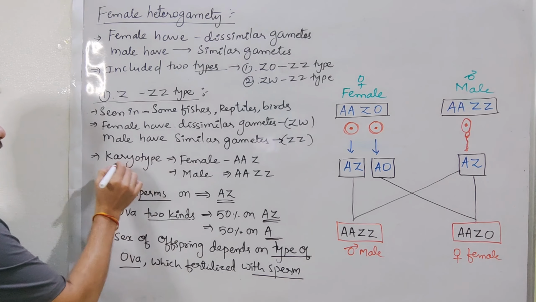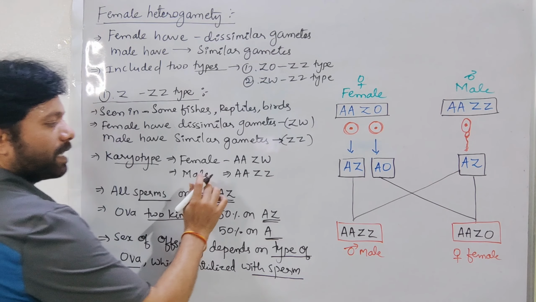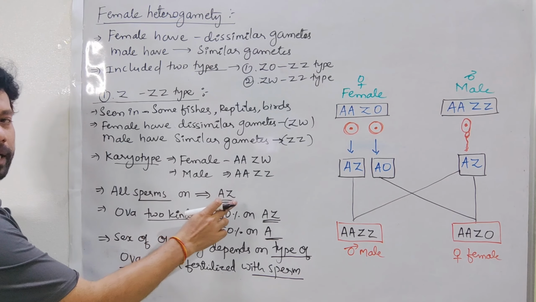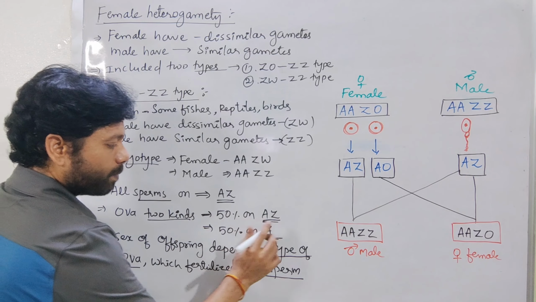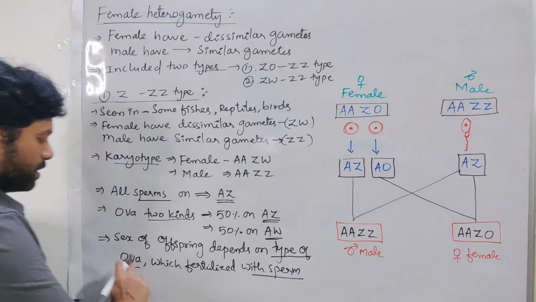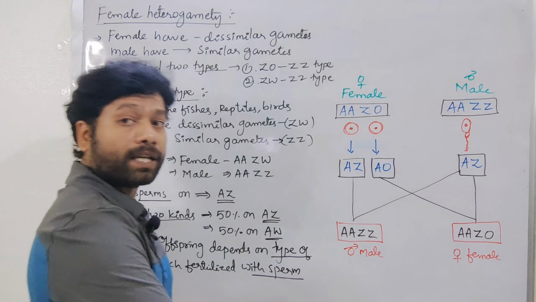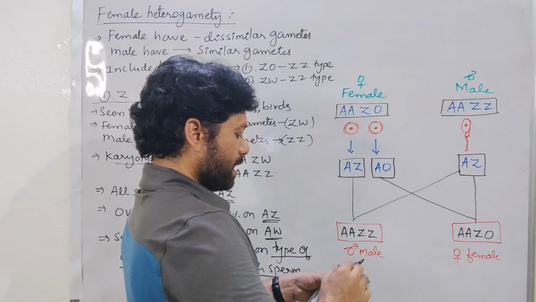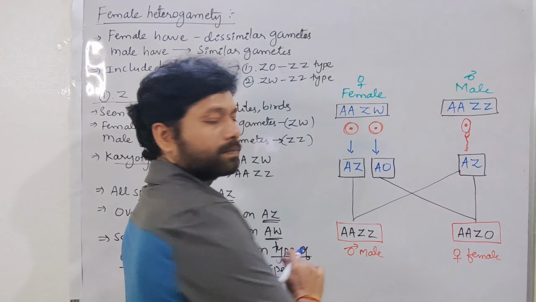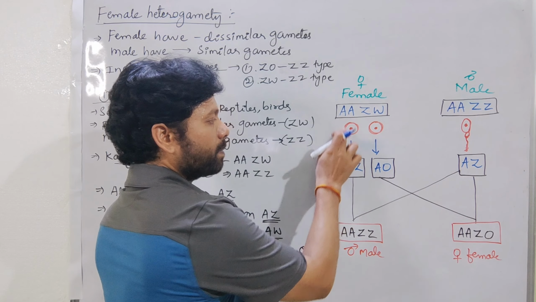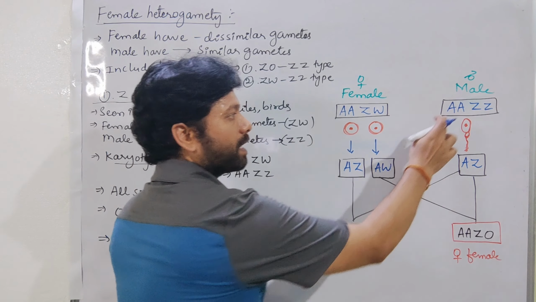Now what is the karyotype? The karyotype of the female is AAZW and the male is ZZ. All sperms are AZ. The ova are of two kinds: 50% AZ and 50% AW. The sex of the offspring depends on the type of ova which is fertilized with the sperm.